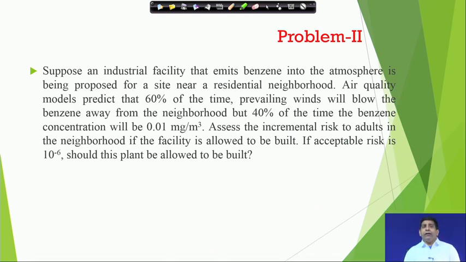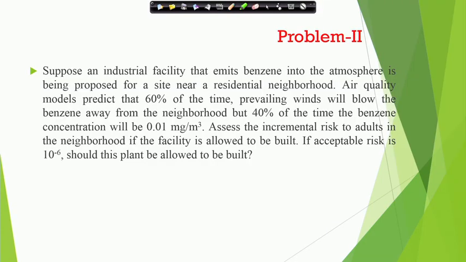Now, although it is a residential neighborhood, we are saying that 60% of the time the benzene concentration will not be high, it is only 40% of the time when it will be high. That has to be reflected in our calculation when we are trying to do that calculation in terms of the impact. So, it is only the 40% of the time which is of concern.